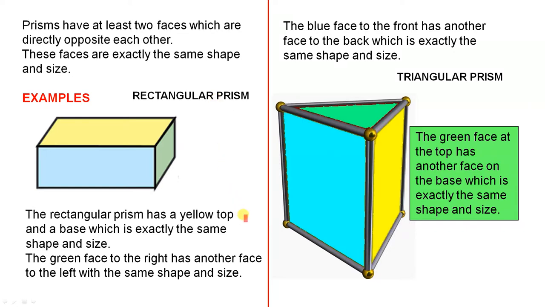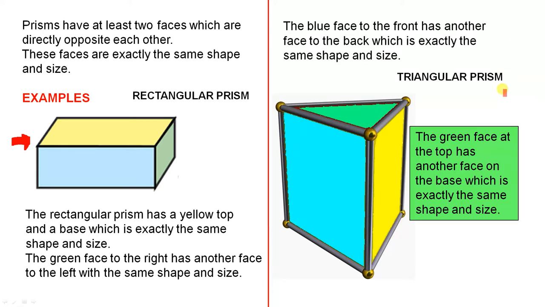The rectangular prism has a yellow top and a base which is exactly the same shape and size. So this yellow top here, which is a rectangle, has a base underneath, we can't see it, which is the same shape and size. The green face to the right has another face to the left with the same shape and size. So that green face there has another face opposite, the same shape and size. The blue face to the front has another face to the back, which is exactly the same shape and size.